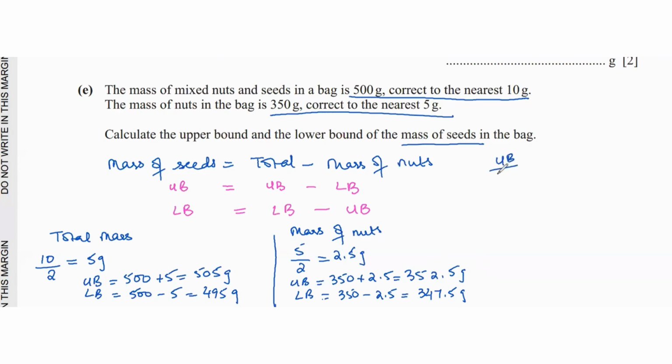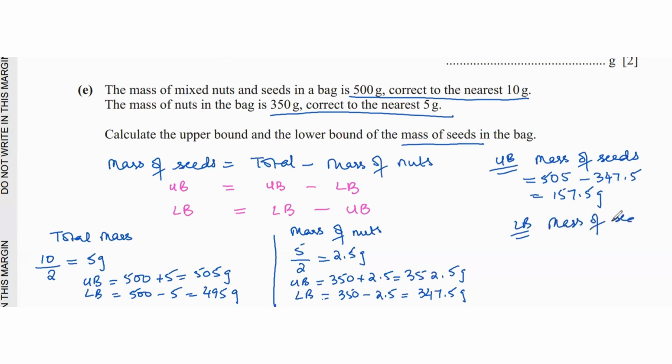Now for the upper bound for the mass of seeds, we'll do 505 minus 347.5, which gives us 157.5 grams. For the lower bound of the mass of seeds, we'll do 495 minus 352.5, which equals 142.5 grams. So these are your upper and lower bounds for the mass of seeds.